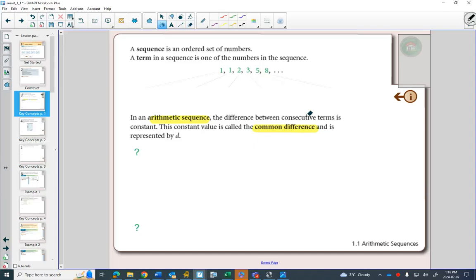And we have some things I highlighted here already. We are going to be highlighting some things here. We've got a sequence is any list of numbers in a certain order. The order matters. Here's the one that you saw before. A term in a sequence is one of the numbers. So we would say this one is term 1, the second one is term 2, the 2 is term 3, the 3 is term 4, and we list our terms that way.